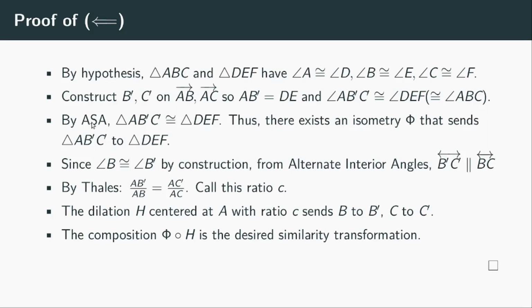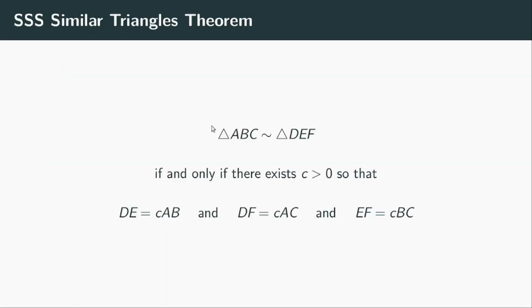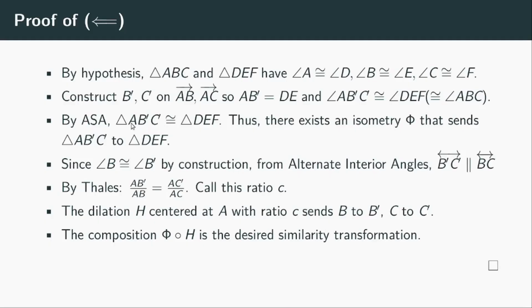So now I can say by angle side angle that triangle A, B prime, C prime is congruent to triangle DEF. And as we've seen before, if two triangles are congruent, then there exists an isometry. As a matter of fact, there exists a unique isometry that sends one of them to the other one. So in this case, sending A, B prime, C prime to DEF.